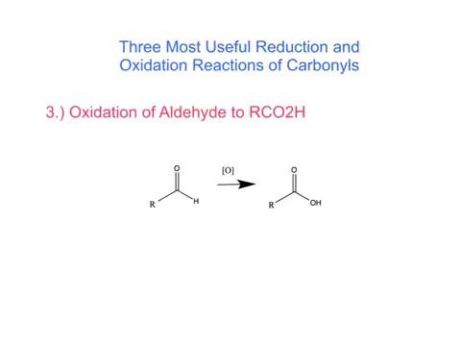In the third example, we will look at the oxidation of an aldehyde to a carboxylic acid. You can see the number of carbon-hydrogen bonds decreases when this molecule is oxidized from an aldehyde to a carboxylic acid. This occurs when the oxygen replaces the hydrogen bond right here.